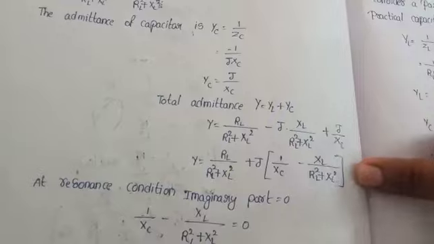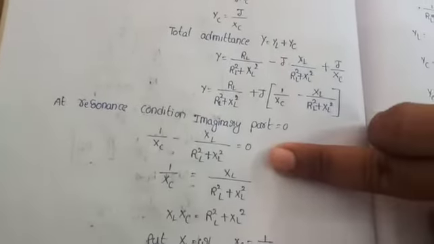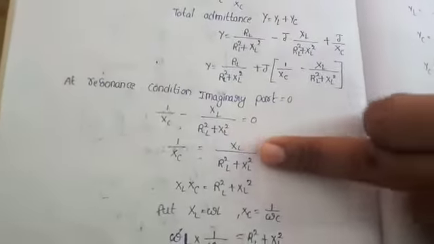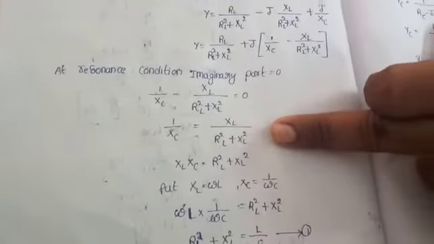Now at the resonant condition the imaginary part equals 0. So imaginary part equal to 0, that is 1 by XC equal to XL by RL square plus XL square.